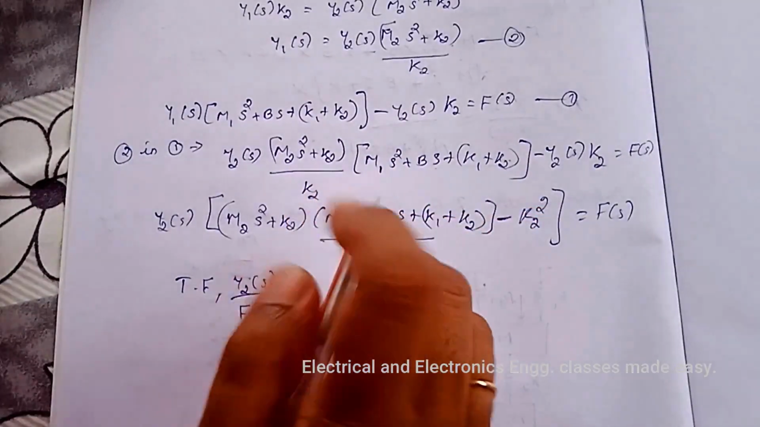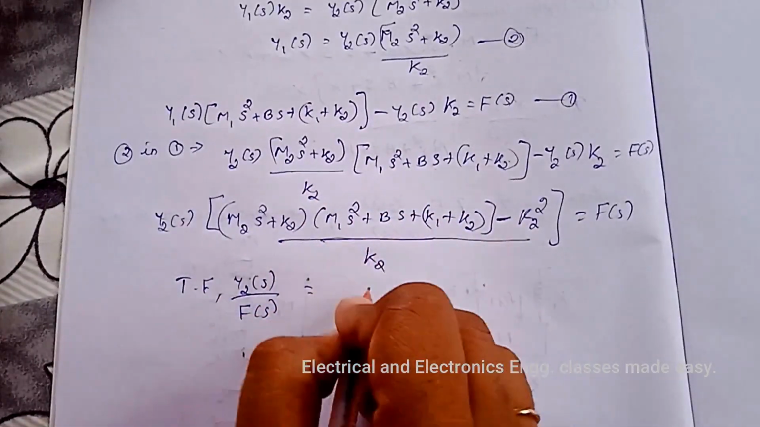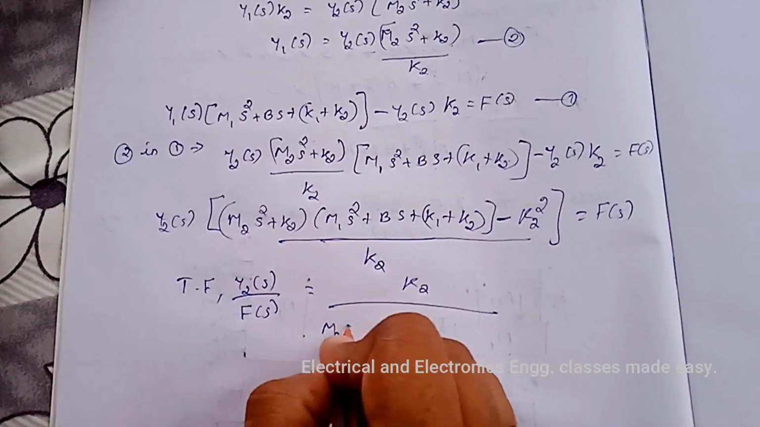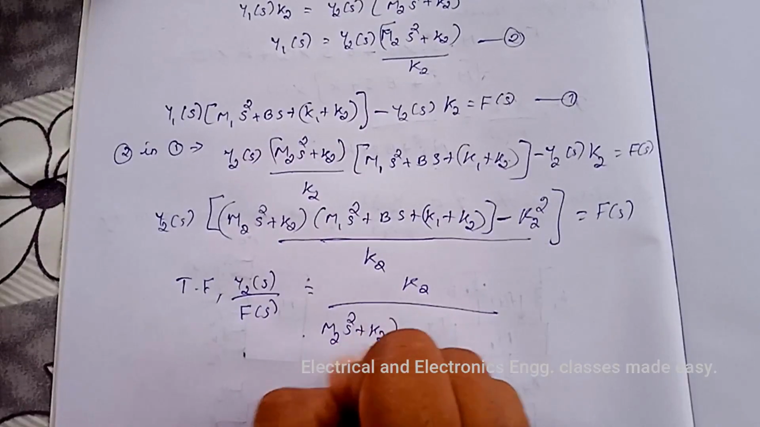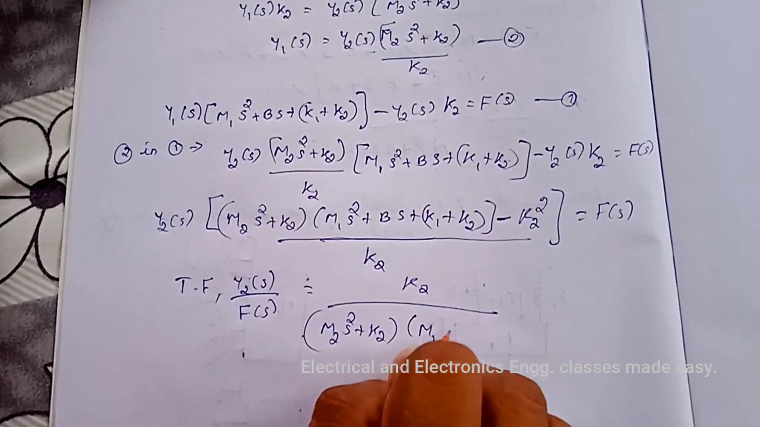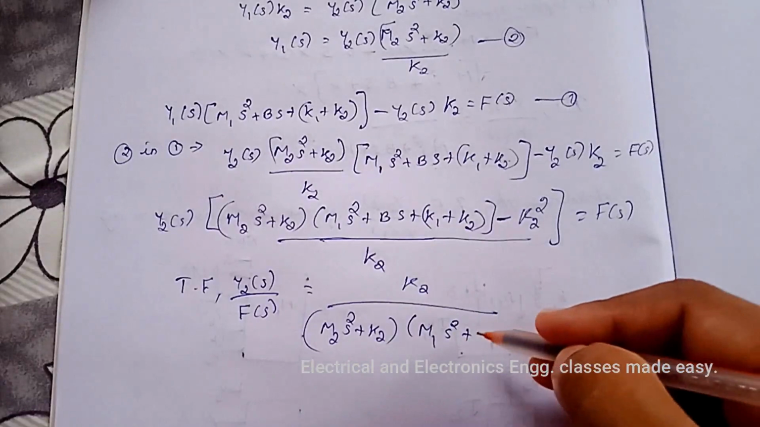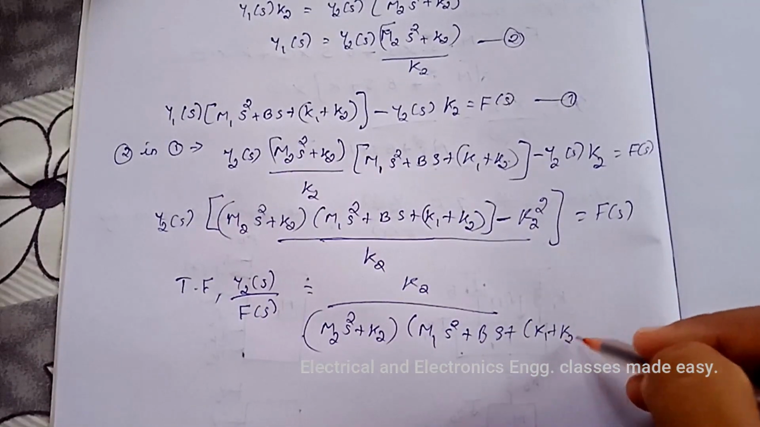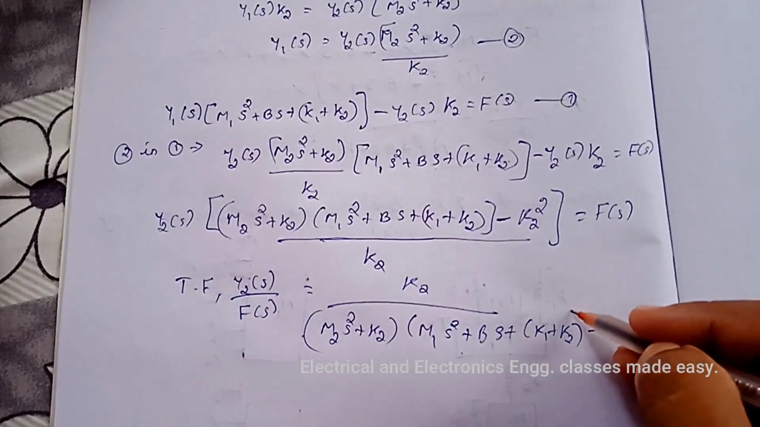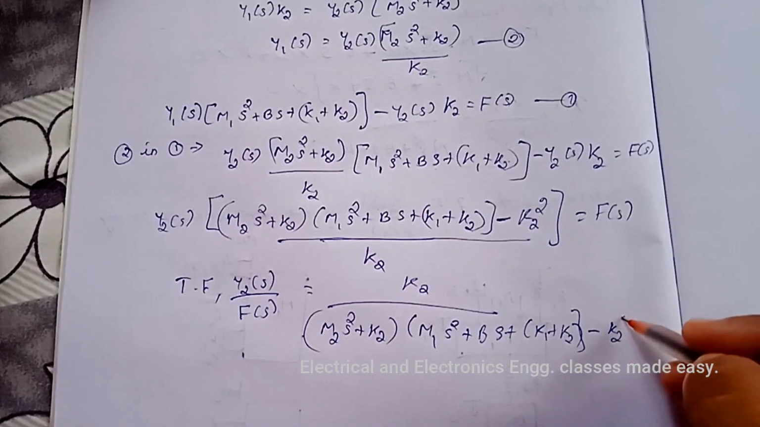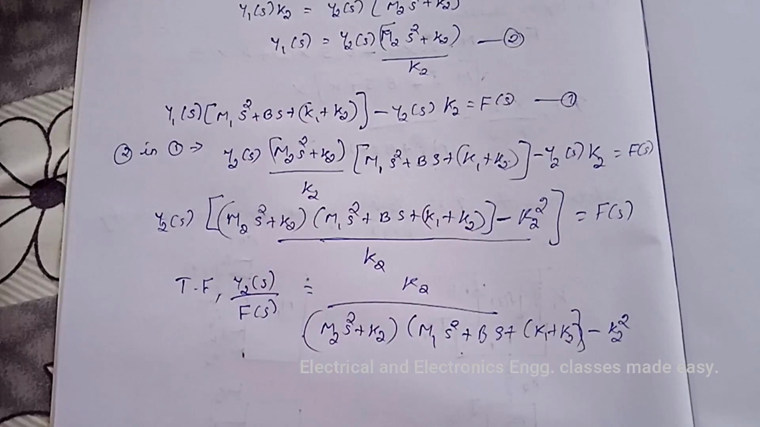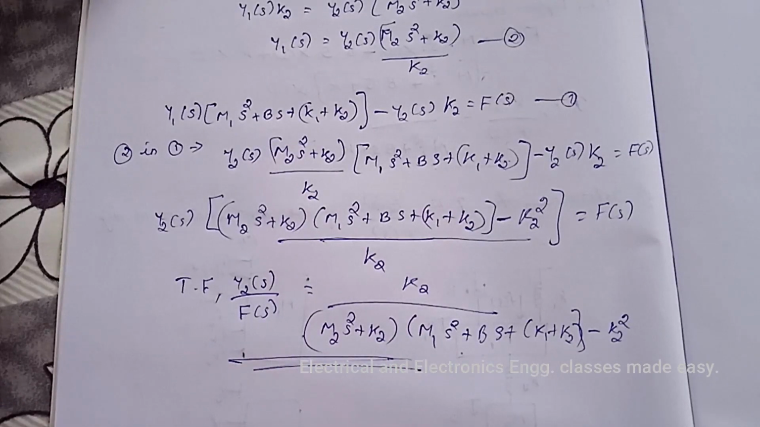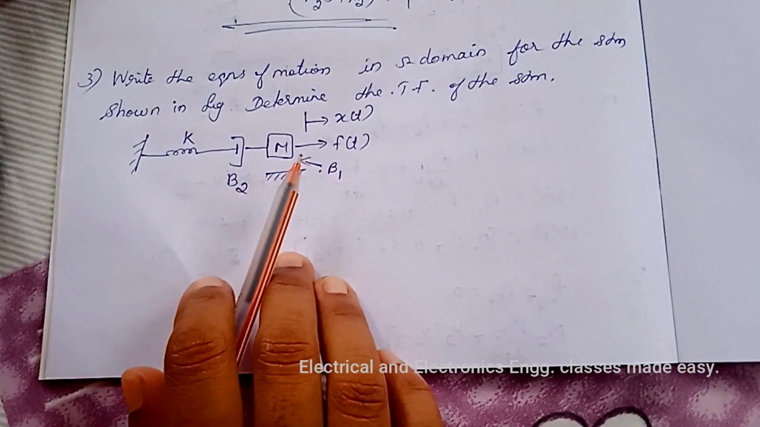so Y2 of s divided by F of s is taking the reciprocal of this one, that is K2 divided by m2 s square plus K2 into m1 s square plus bs plus k1 plus k2 minus k2 square. So this is the transfer function of the given system. Let us do another example.